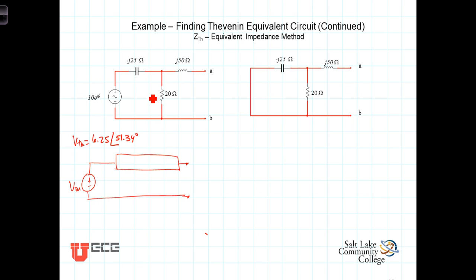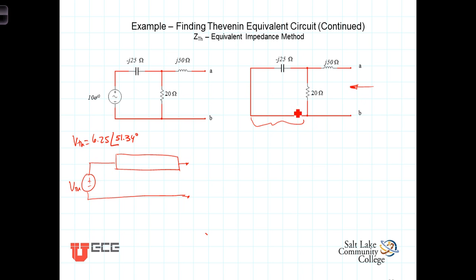sources. So our approach requires us to deactivate any independent sources present. In this case, there's an independent voltage source here, which we deactivate by turning it to 0 and thus replacing it with a short circuit. And then looking back into the circuit from the terminals A, B, and determining what the equivalent impedance is that we would see looking back in that way.